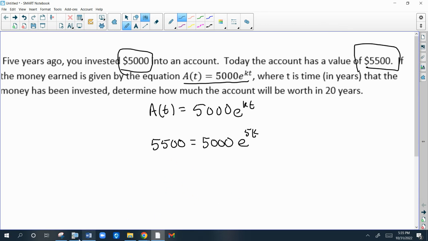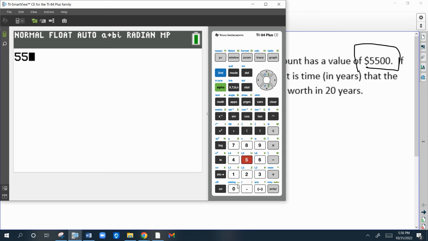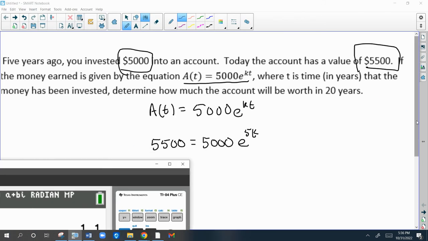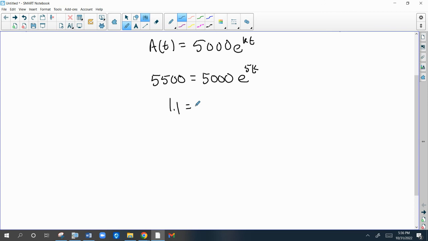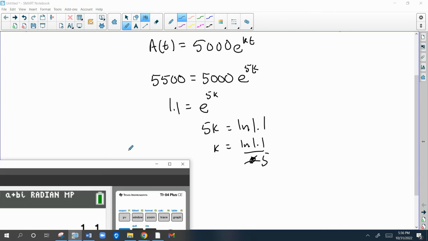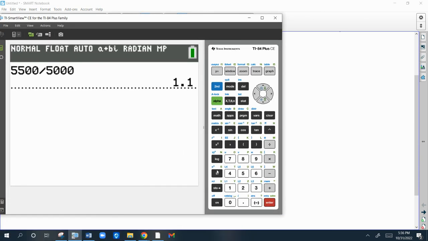So we're going to divide by 5,000. So 5,500 divided by 5,000. These are really good calculator questions. That's 1.1. And then we have to get rid of the E. So you natural log both sides. So the natural log of E to the 5K is 5K. And then natural log of 1.1 we could do on the calculator. Divide by 5 to solve for K. So on the calculator, K will be natural log of 1.1 divided by 5.